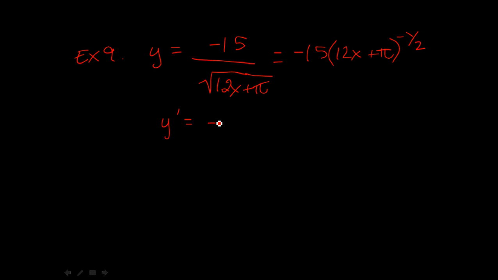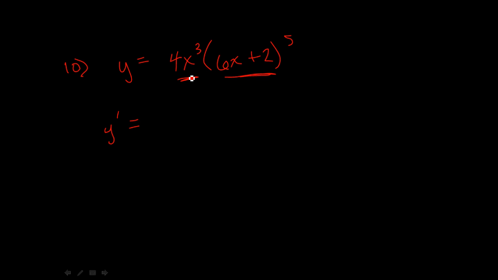So y prime is going to be the negative 15. That just stays there. The negative 1/2 comes out front. Keep the inside the same. Subtract 1 from the exponent, so that's negative 3/2. And now we multiply by the derivative of the inside. Derivative of 12x is just 12. Derivative of pi is 0, so I'm not going to write that. Pi is a constant. Okay, so that was up to example 9. Now we'll get into the more difficult problems.